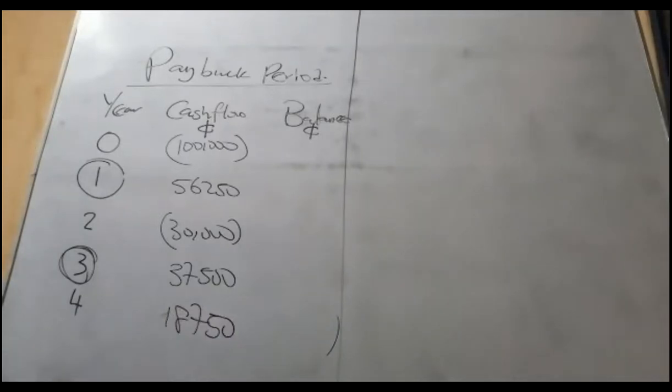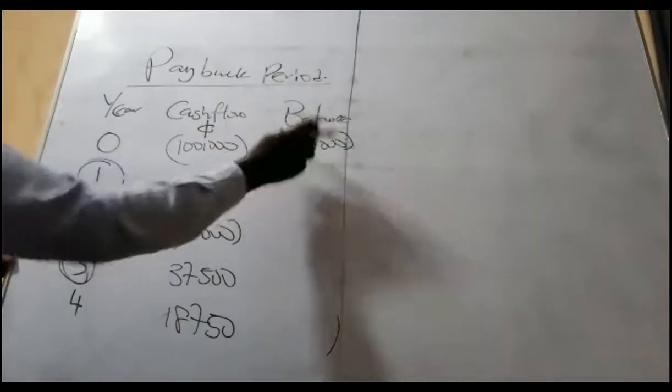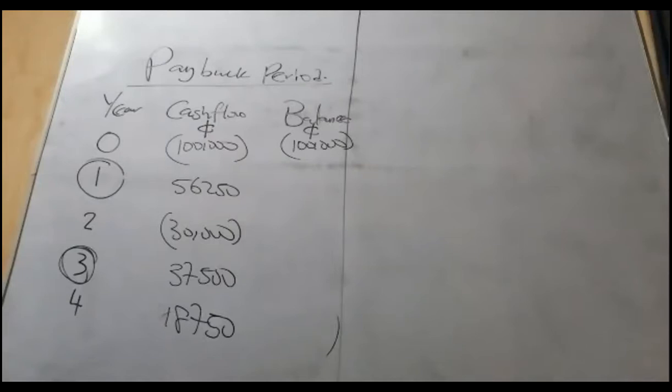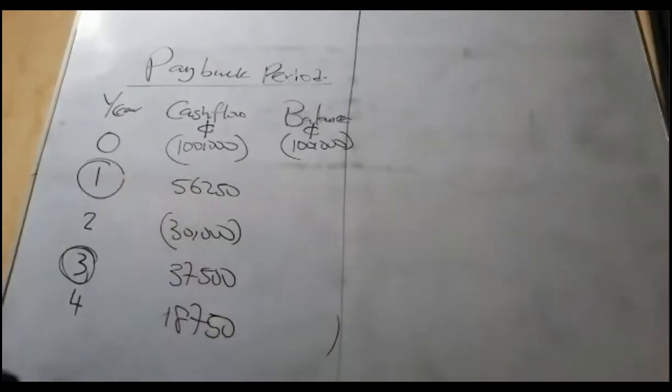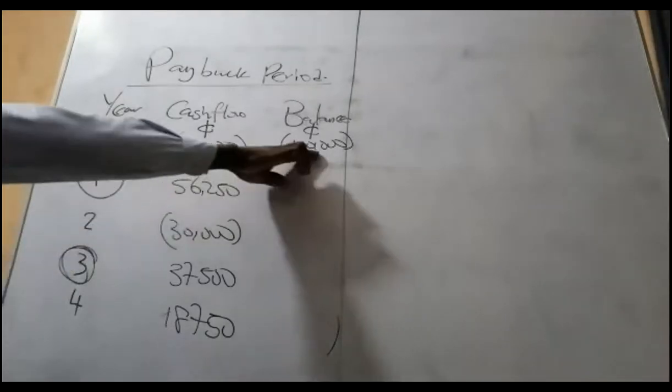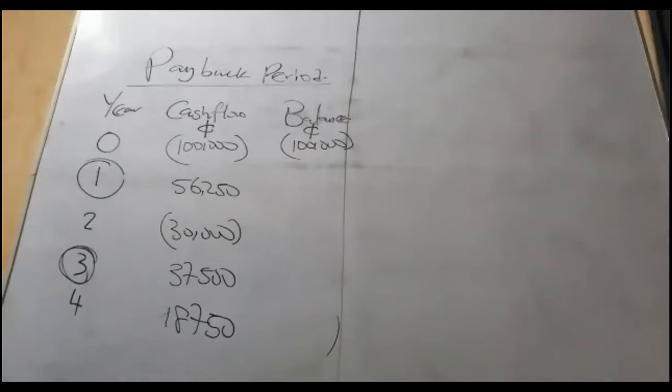Okay, we are looking for the payback period. Now let's see how long it will take us to recoup this amount from the project. As at year 0, we have invested 100,000, so we still have 100,000 to be recouped. At the end of the first year, we had a net cash inflow of 56,250, which we use to offset our investment. So 100,000 less 56,250 will give us 43,750.